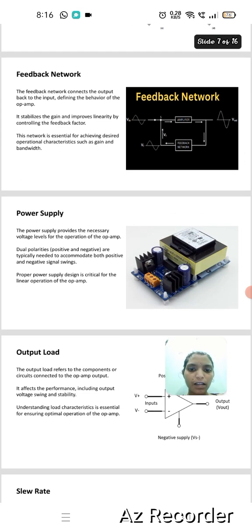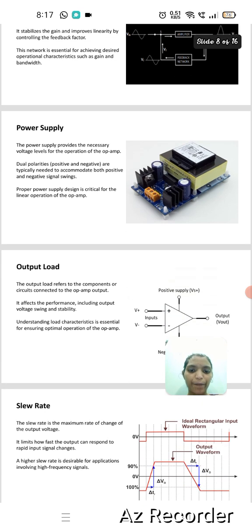Power supply. The power supply provides the necessary voltage levels for the operation of the op-amp. Dual supplies, positive and negative, are typically needed to accommodate both positive and negative signal swings. Proper power supply design is critical for the linear operation of the op-amp.